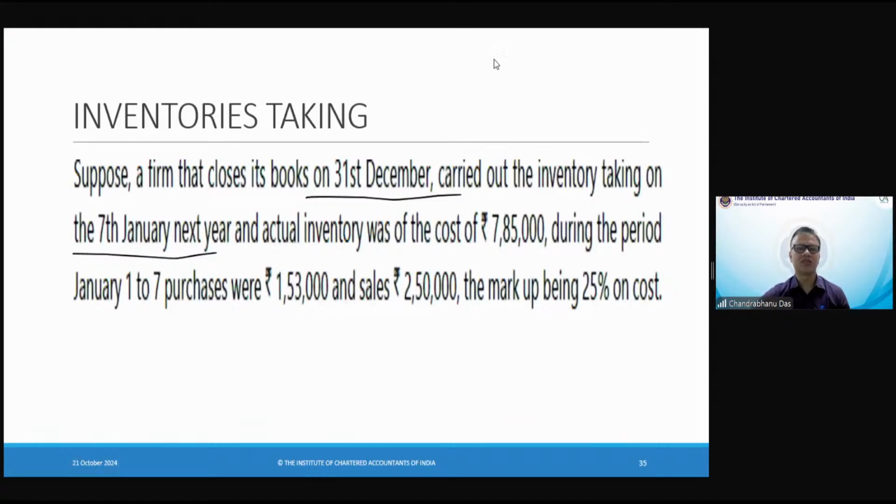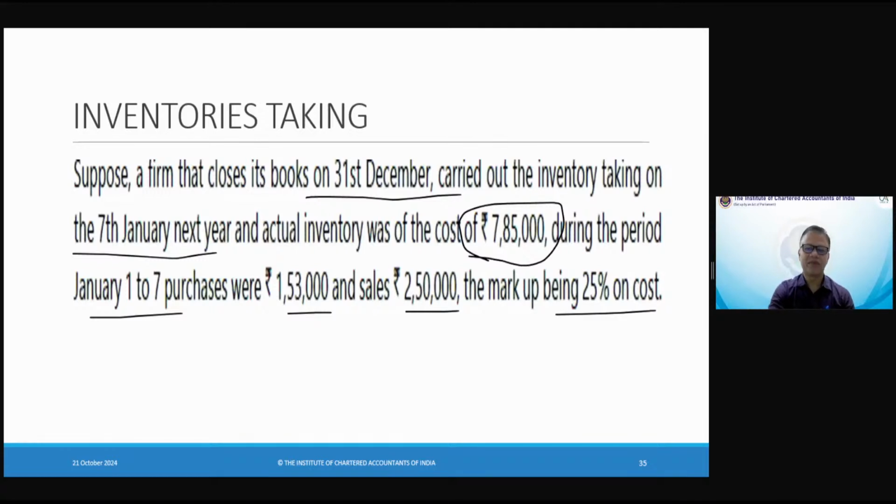Krish wanted to say something. Okay. So actual inventory was of the cost of 7,85,000, which means the inventory on 7 January is of the cost of 7,85,000. Now you have got the inventory on 7 January at cost, and you have been given the purchases and sales from January 1 to 7, and there is a markup of 25% on cost. We'll discuss in a while what a markup is.